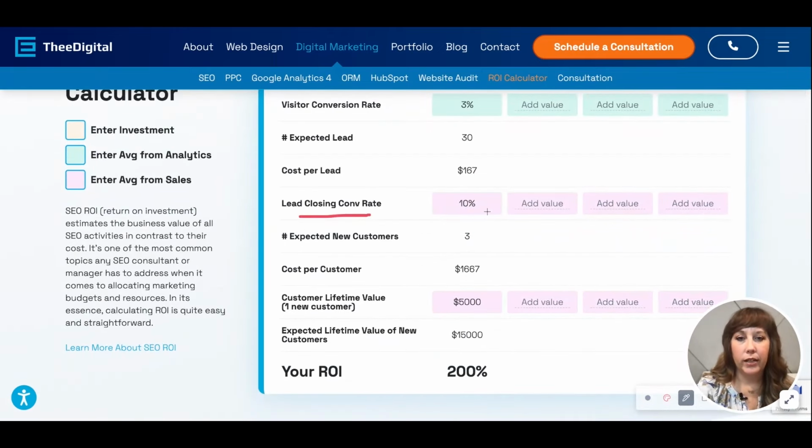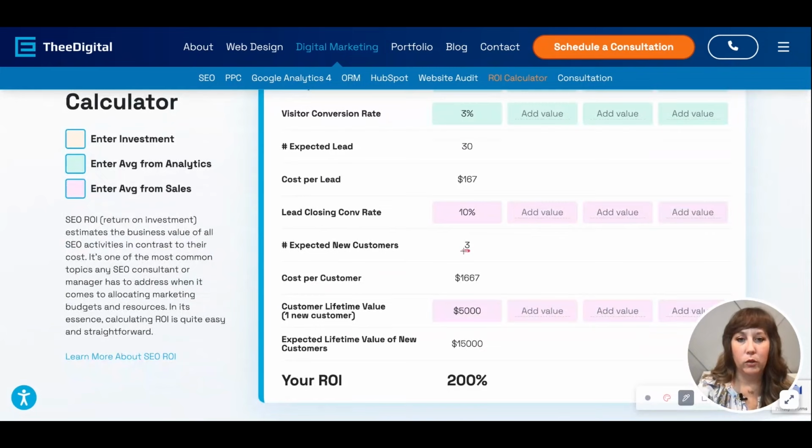Lead closing conversion rate is the percentage of leads that you expect your sales team to close. You can get this from a sales report or CRM, or you might just ask your sales team, hey, if I gave you 30 good leads, how many do you think you could close? It really depends on your business. Expected new customers is the calculation of the leads times the percent you expect to close. Cost per customer is your original investment divided by the number of new customers.